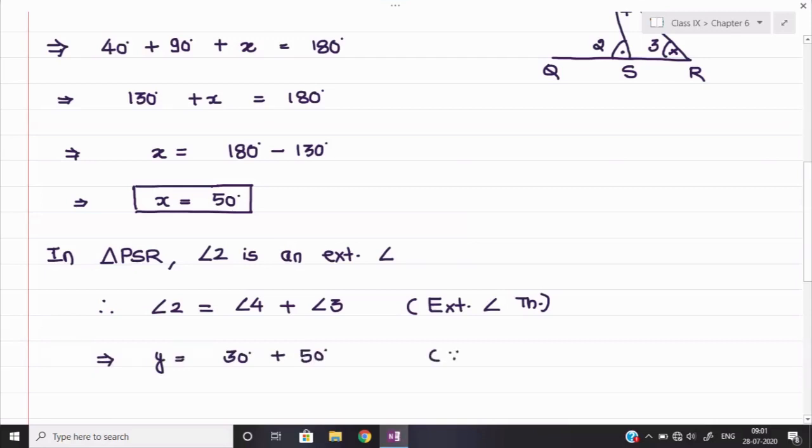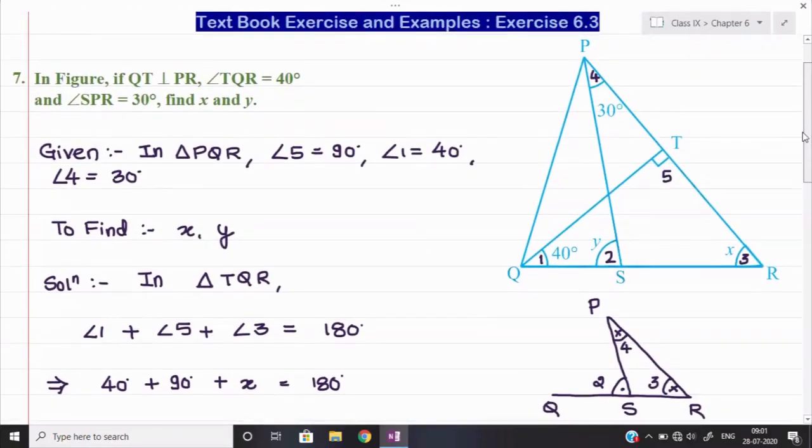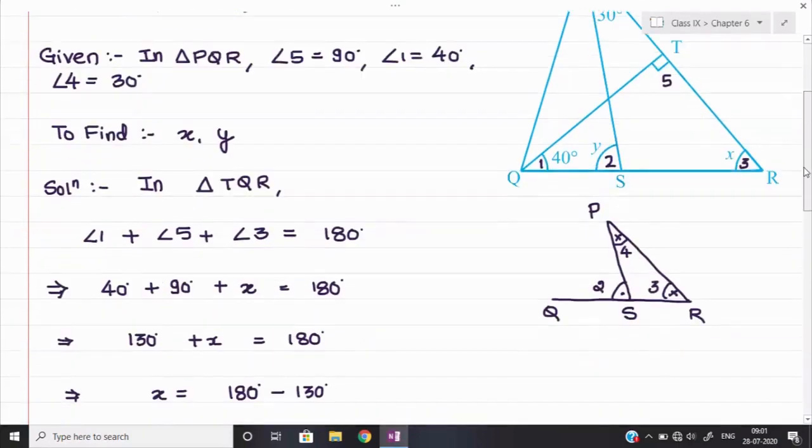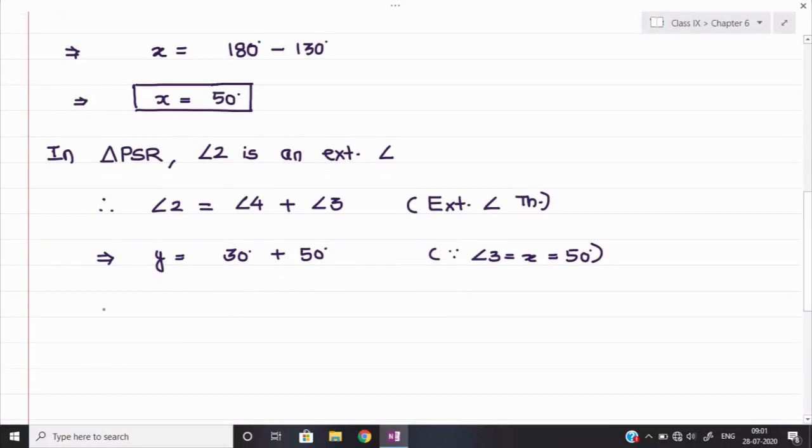Since angle 3 is equal to x is equal to 50 degree, we can check once angle number 4, are we right or not? Angle number 4 is equal to 30 degree, correct, and angle 3 will be equal to x. So angle 3 value I kept here as 50 degree. Now if I add both of them, the value of y will be equal to 80 degree, and this is my second and final answer of the question.